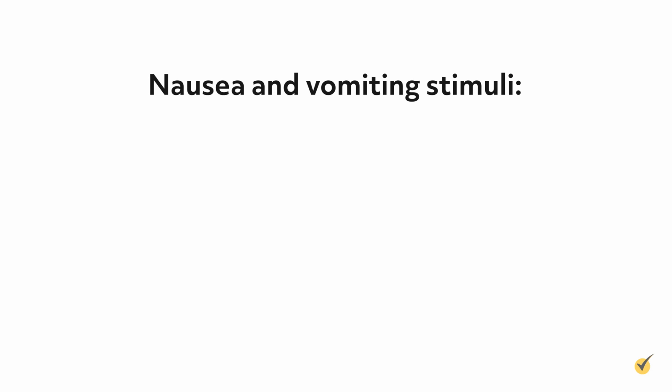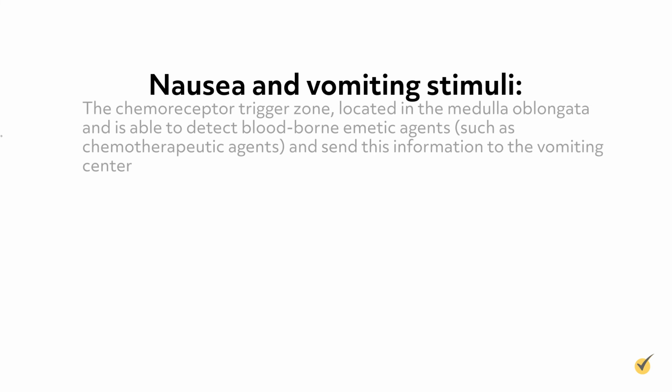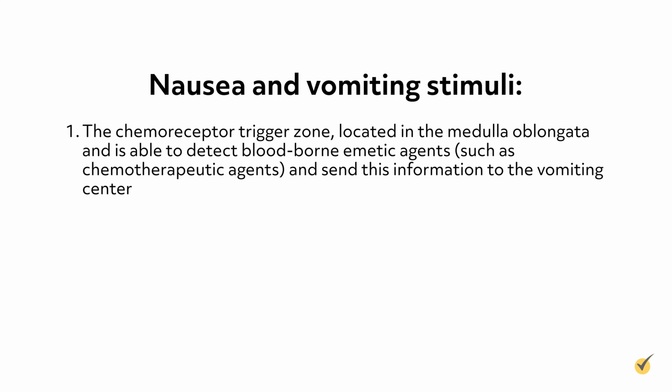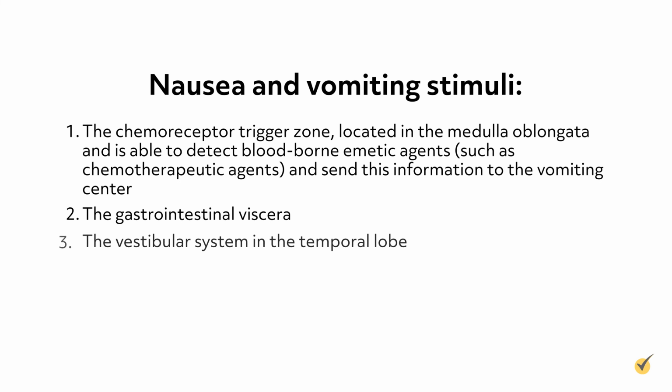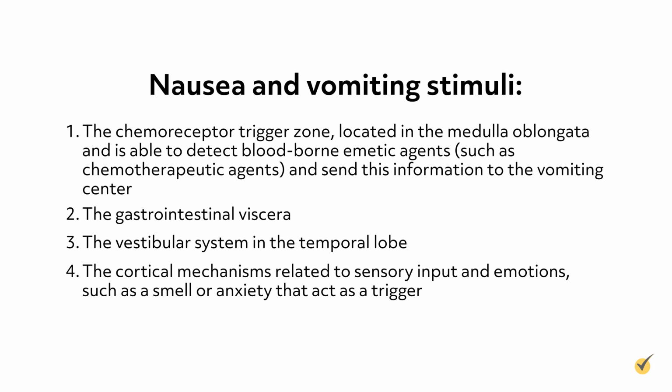These stimuli originate in 4 different areas. First, the chemoreceptor trigger zone, which is also located in the medulla oblongata and is able to detect blood-borne emetic agents such as chemotherapeutic agents and send this information to the vomiting center. Second, the gastrointestinal viscera. Third, the vestibular system in the temporal lobe. And fourth, the cortical mechanisms related to sensory input and emotions, such as a smell or anxiety that acts as a trigger. Once triggered, the vomiting center induces the vomiting reflex.